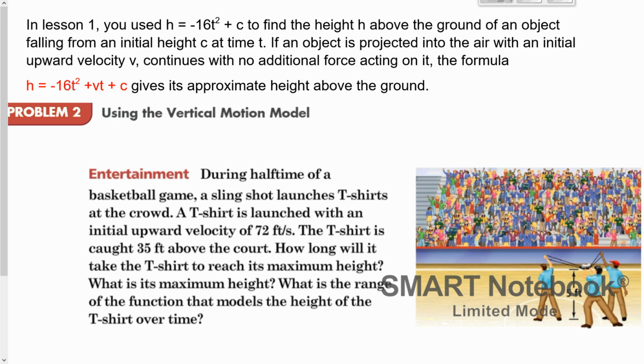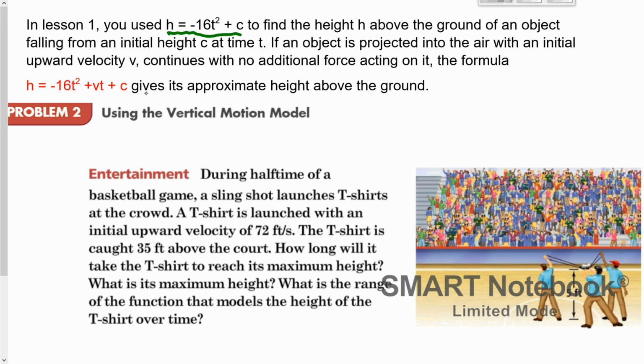So here's a word problem basically. Last time we talked about this. The height is given by negative 16 t squared plus c, where negative 16 has to do with your force due to gravity in feet per second.